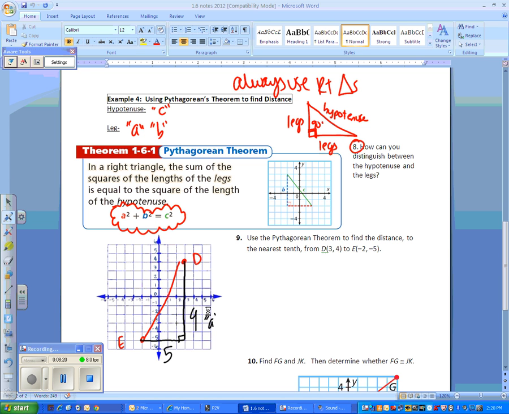So you could call this A and this B if you wanted to. It doesn't really matter which one's A or B. It does matter that this one's always C. The longest side is always C. So remember, this is always the longest side. That's one way to check your work.